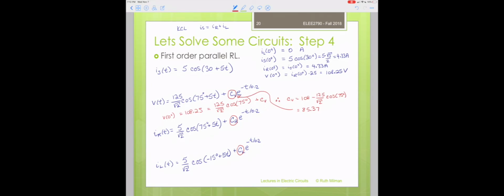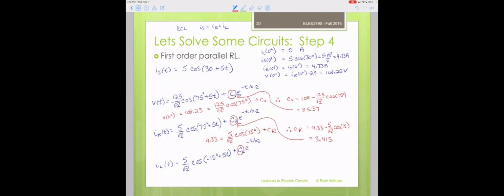Look at the resistor next. 4.33 is equal to 5 over root 2 times the cosine of 75 degrees plus CR. Therefore, CR is simply equal to 4.33 minus 5 over root 2 times the cosine of 75, which, if you do the arithmetic, works out to be 3.415. Take the number, plug it into there.